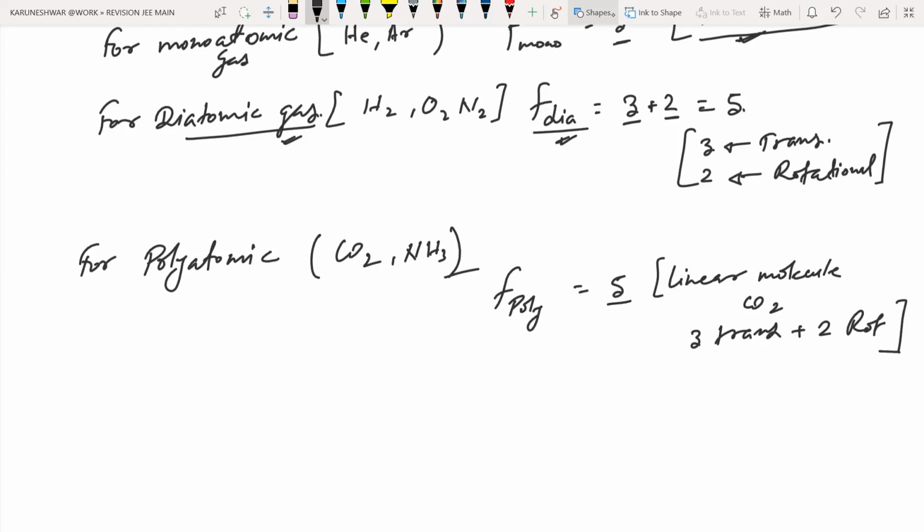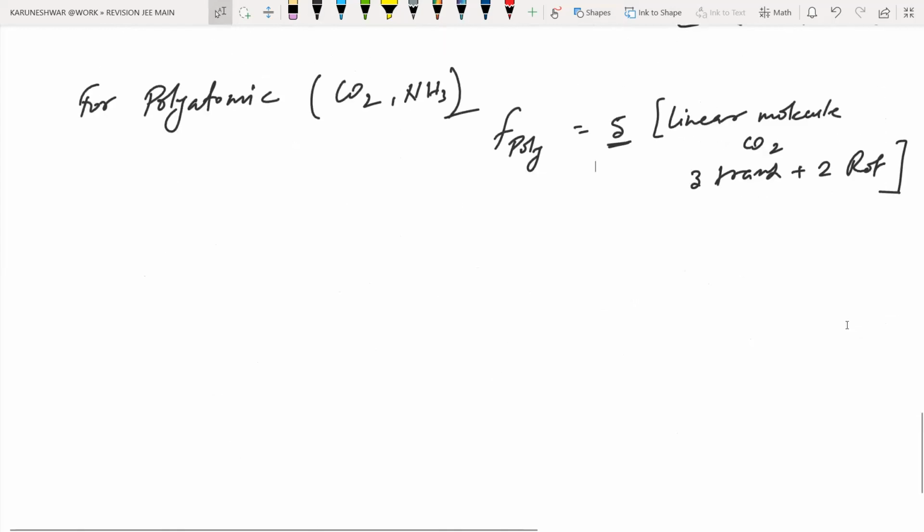So by that time we have degree of freedom 5. CO2 can share the energy in all possible ways, which are 5 only: the 3 translational and 2 rotational. That is the meaning here. Degree of freedom for polyatomic, once it is linear, then it will be 5.